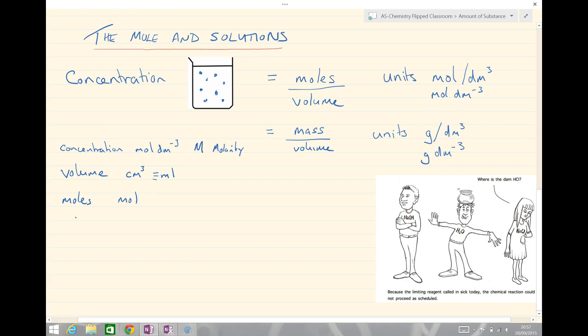So when we're calculating either our concentration, our volume, or our moles, we sometimes have to consider a conversion between centimeters cubed to decimeters cubed. Our conversion from centimeters cubed to decimeters cubed is important. So 1 centimeter cubed is equal to 1 times 10 to the minus 3 decimeters cubed. The other way round is 1 decimeter cubed is equal to 1 times 10 to the 3 centimeters cubed.